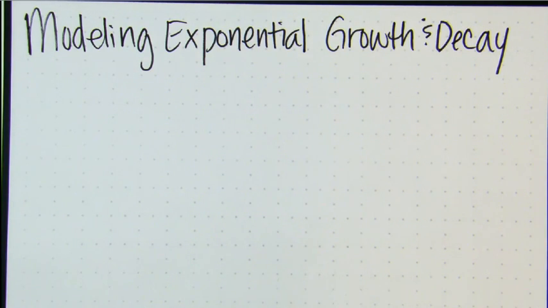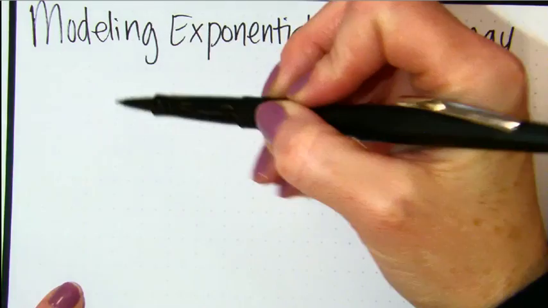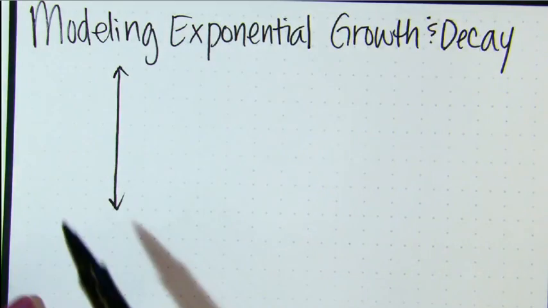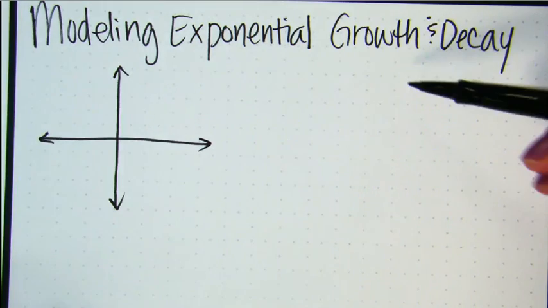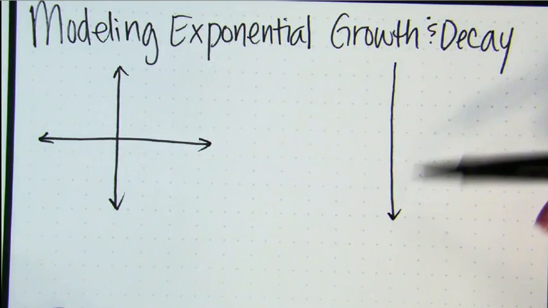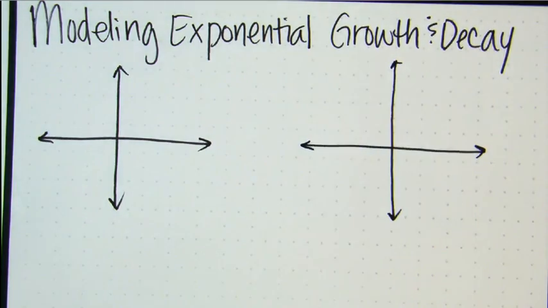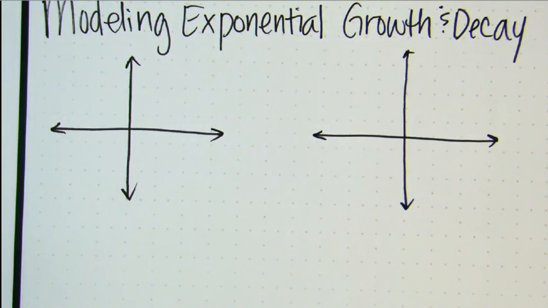All right, but we're going to review real quick what growth looks like with our graphs and what decay looks like, just because we've seen all the different things happening with our graphs. So you're just going to make a rough sketch of a coordinate plane. We're going to have 2 of them. One side, the left, will be our growth, the right will be our decay.